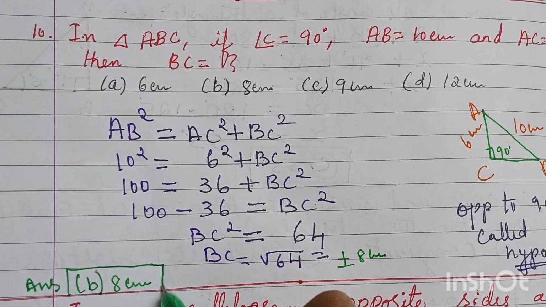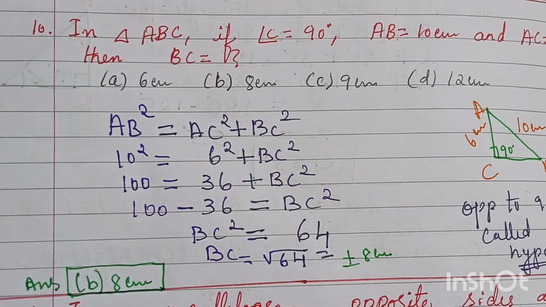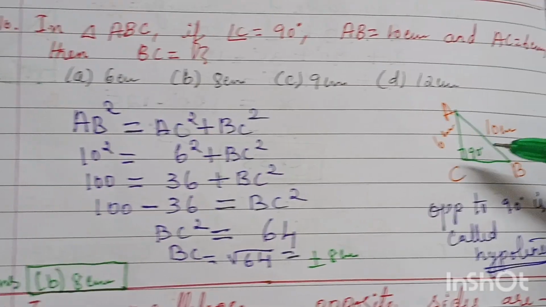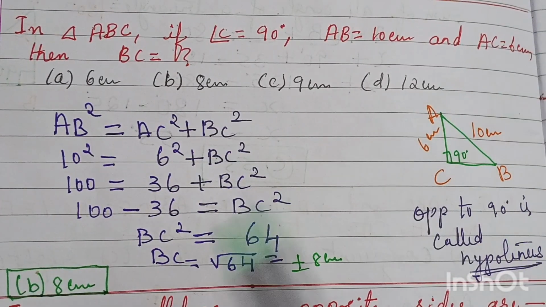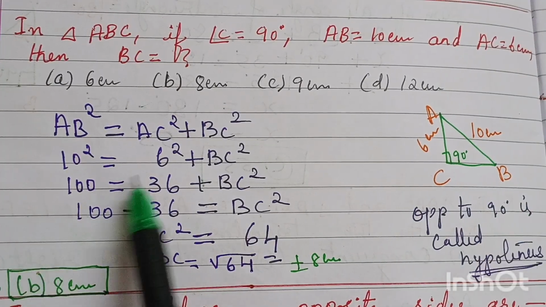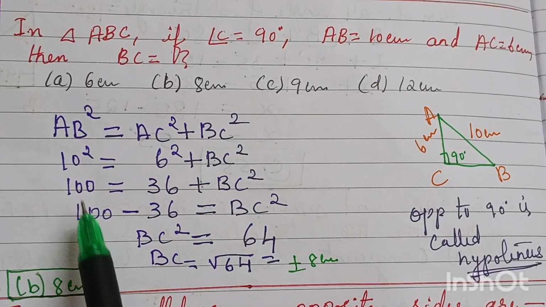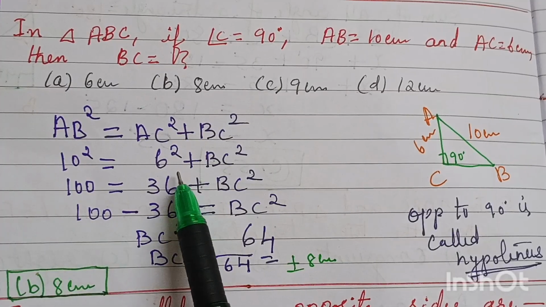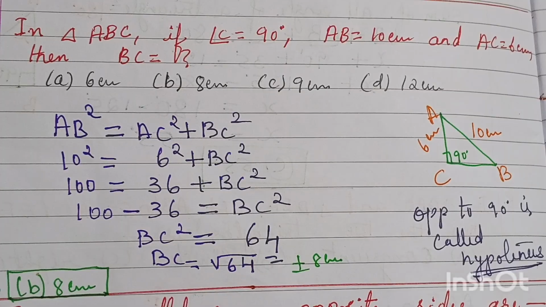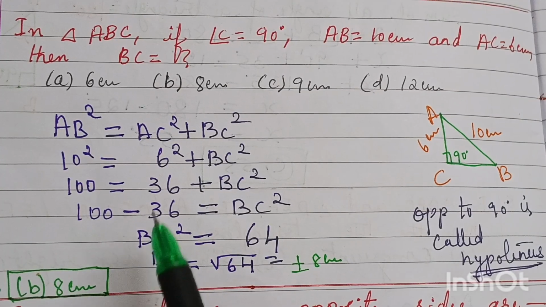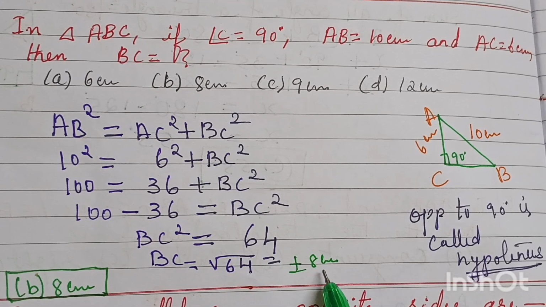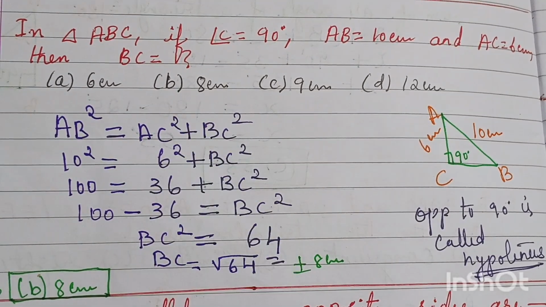Try to write answers like this only. 10th standard students should write like this. The square on the hypotenuse is equal to the sum of the squares of the other two sides. So AB square is equal to AC square plus BC square. 10 square, 6 square plus BC square. 10 square means 10 into 10, 100. 6 square is 36. Square means multiplying 2 times, cube means multiplying 3 times. 100 minus 36 is 64. 64 is a perfect square number, its square root is plus or minus 8. So it is 8 centimeter.